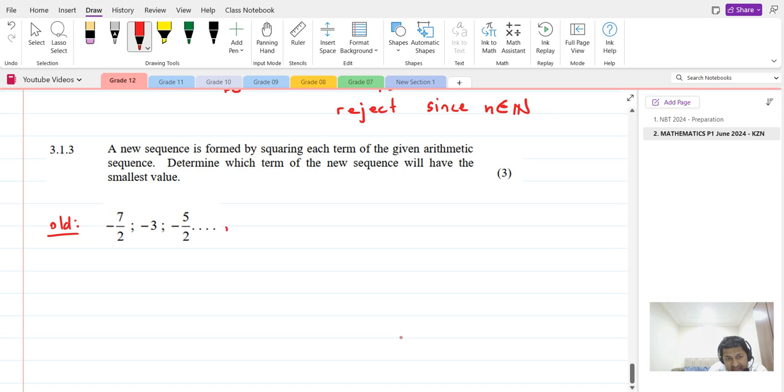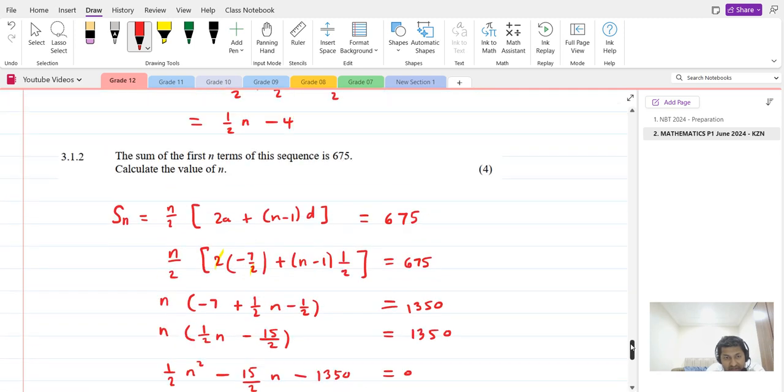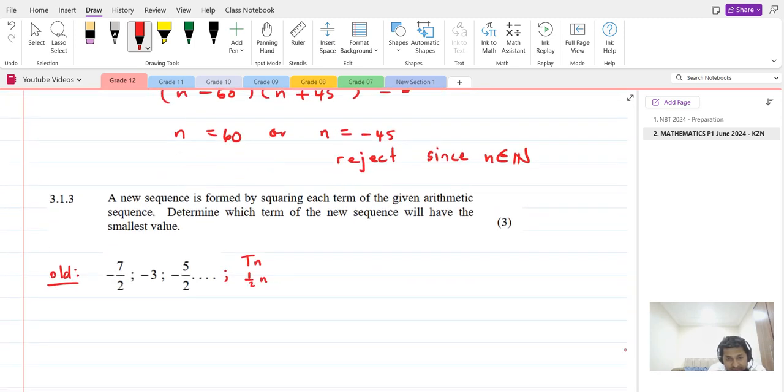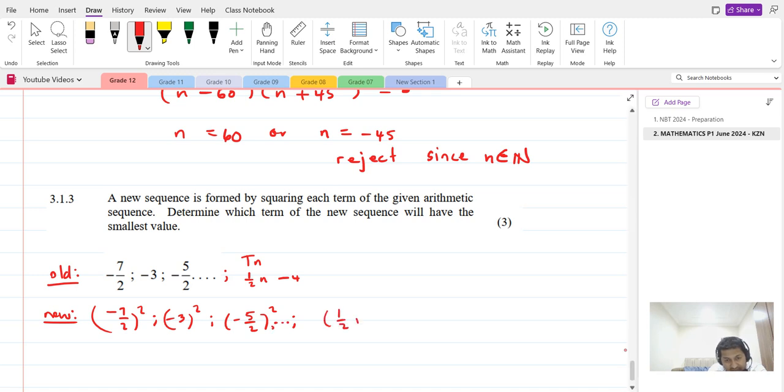So what is Tn inside here? Let's put Tn here as well. Tn was half n minus 4. That was my Tn formula, right? Now if I square, the new sequence will now be minus 7 over 2 squared, minus 3 squared, minus 5 over 2 squared, right, dot dot dot, and this will become half n minus 4 squared. There, I just answered your problem.